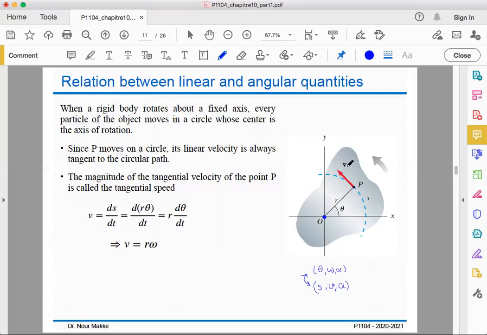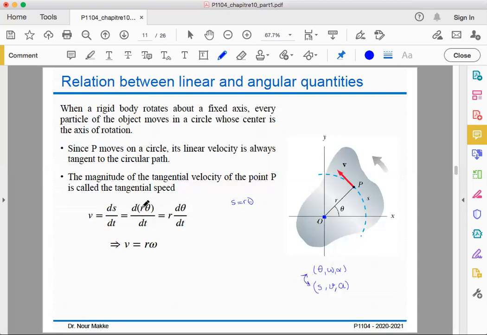Now, how much is the magnitude of this tangential velocity? We have seen that the magnitude of this tangential velocity is practically the derivative of s with respect to time, meaning how far the particle moves on this arc of circle in a given amount of time. Since we are looking at the instantaneous value, we should take the derivative of s with respect to time. Now, how much is s? We have seen previously that s is equal to r multiplied by theta by definition. So we replace s by r theta.